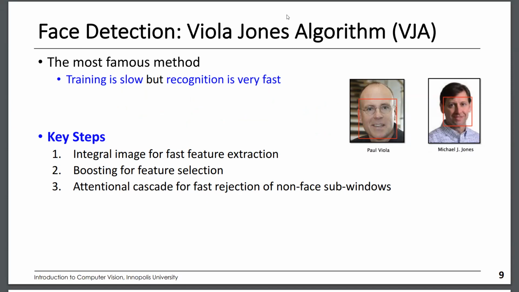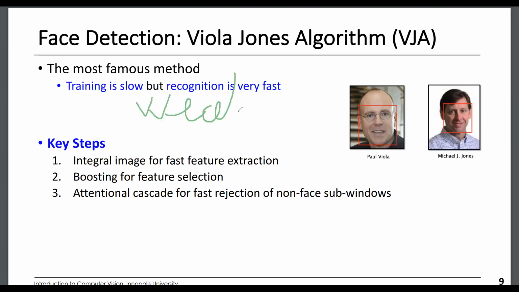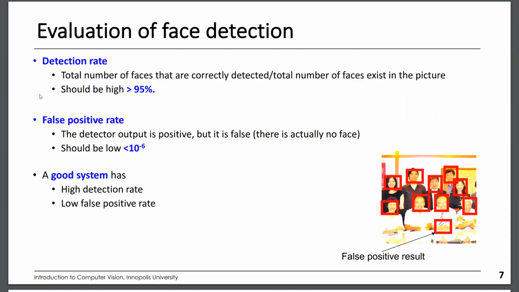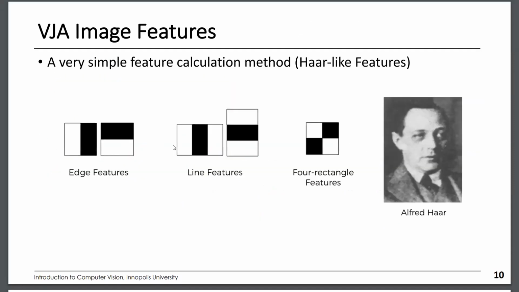Well, that's okay. Boosting is a technique to combine weak learners, that is, combining weak classifiers. For example, for random forests, you combine different decision trees. These decision trees alone are weak learners or weak classifiers, but if we combine them together, we get something much stronger. And of course, the last part is the attentional cascade. This is just to fix the problem of high false positive rate. We will speak about that.